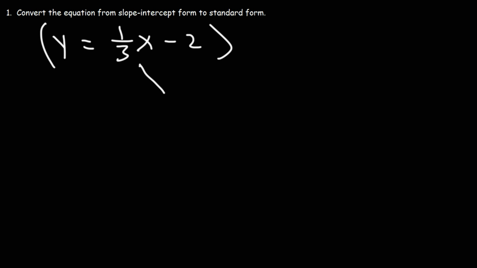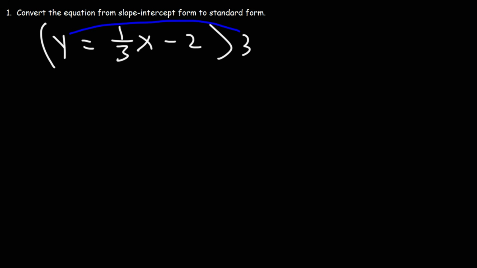Now let's work on a similar problem. Go ahead and try this one. y is equal to 1 over 3x minus 2. Feel free to pause the video if you want to try that example. So what should we multiply everything by? We're going to multiply everything by the denominator of that fraction, in this case, 3.